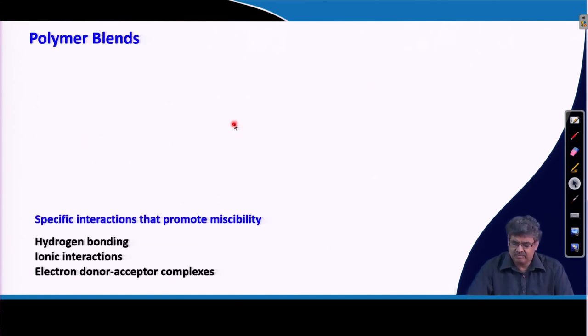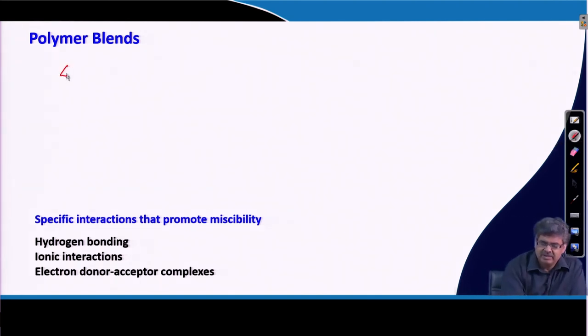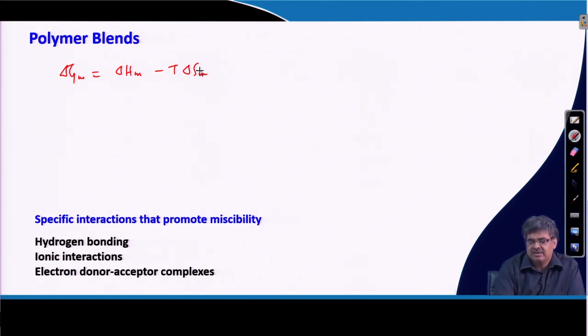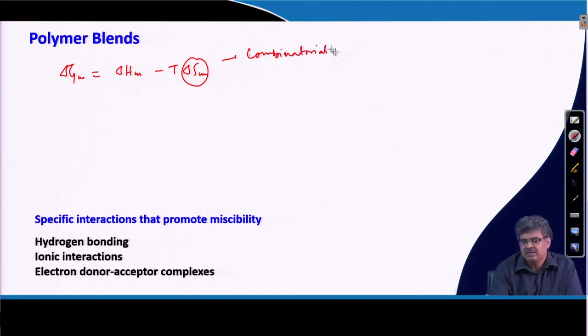Now, when we talk about the thermodynamics of polymer blends, if we talk about delta G mix, we know it is delta H mix minus T delta S mix. Now, for a given temperature and pressure, as we discussed in our lectures on polymer solution, this is the combinatorial entropy, which comes because of the change in conformation of the polymer molecules.